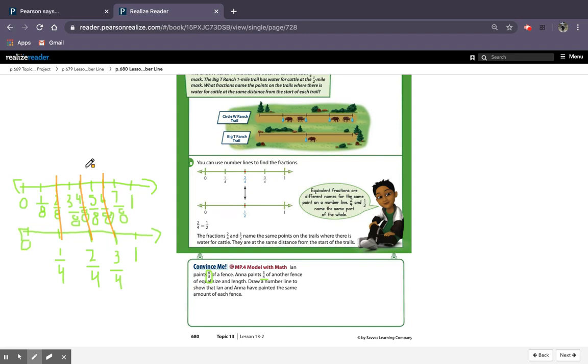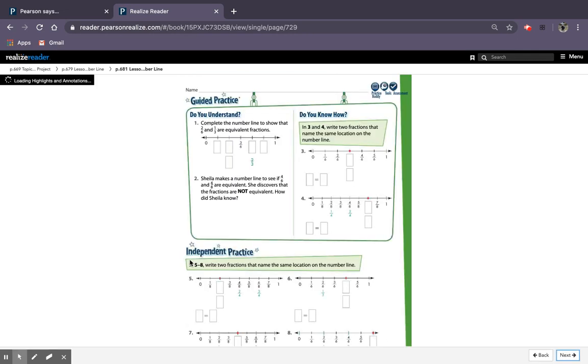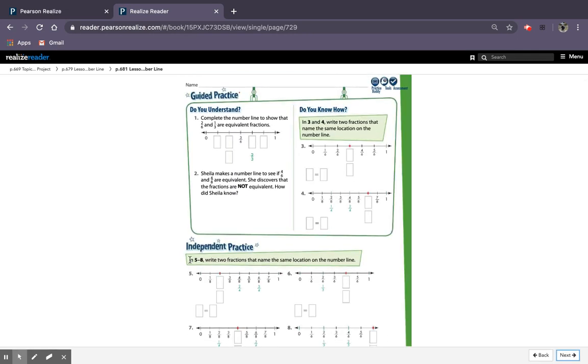And for this, it just asks you to draw a number line to show that they have painted the same amount of each fence. It does not ask you to give any explanation. And this line is the one that would be most important because it gives us our answer. And the other ones just show equivalent fractions as well. Okay, we're moving on to our last page, which is the guided practice.